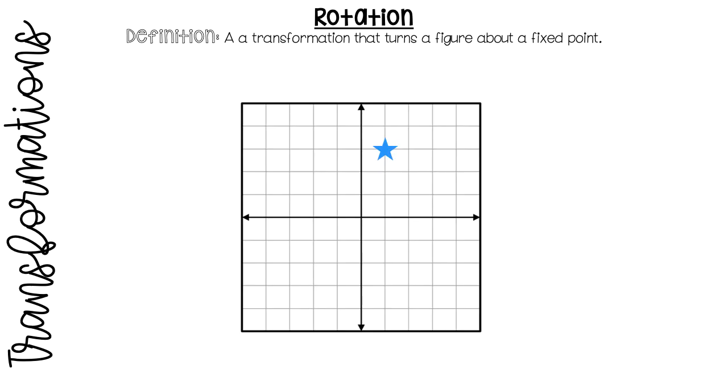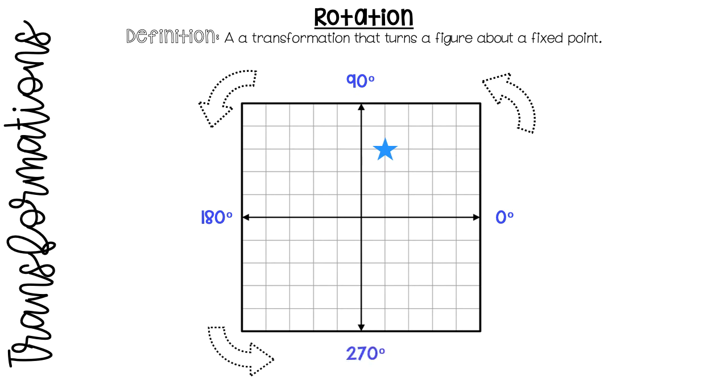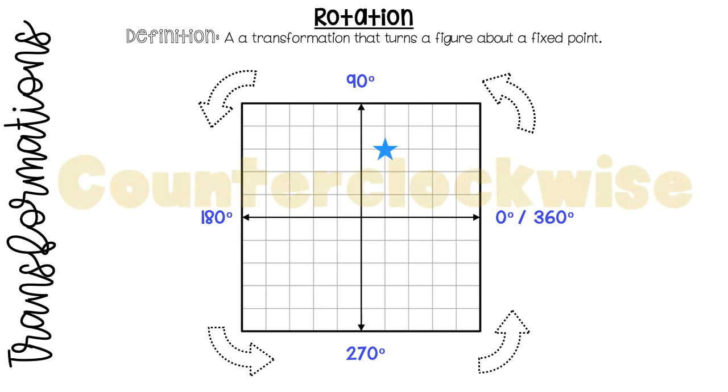So, before we talk about rotations, you need to know which degrees we are going to be rotating. You start at 0 degrees. Moving counterclockwise one time, you're at 90 degrees. Counterclockwise 2 times, you're at 180 degrees. 3 times, 270 degrees, until you're all the way back around at 360 degrees. Remember, this is in the counterclockwise direction.